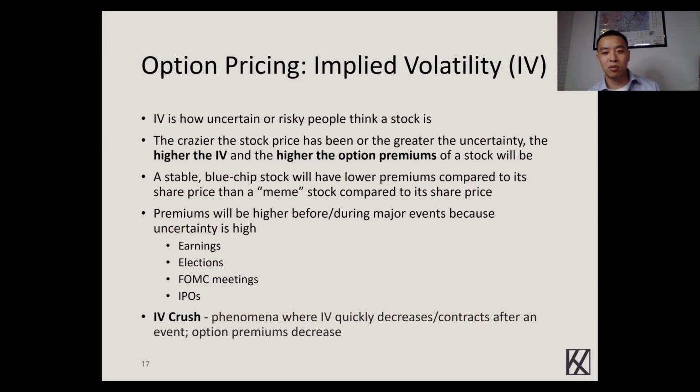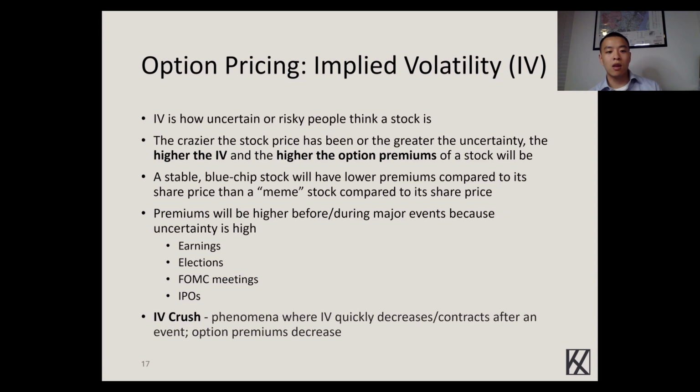So more stable stocks like Microsoft and Apple are going to have lower premiums in general, just because those stocks don't really move as crazy as GameStop compared to what's called meme stocks. I hate that word, but meme stocks are just super volatile stocks whose price moves a lot.